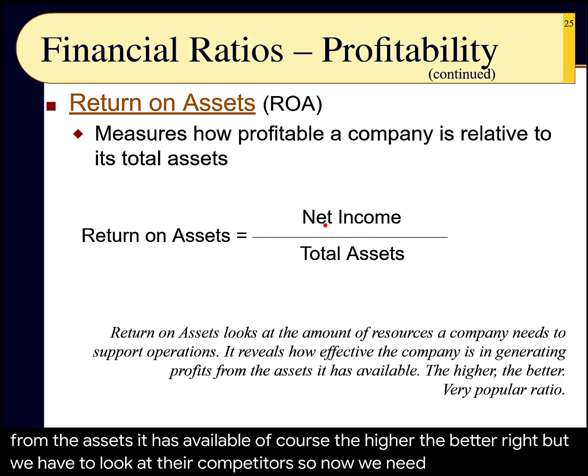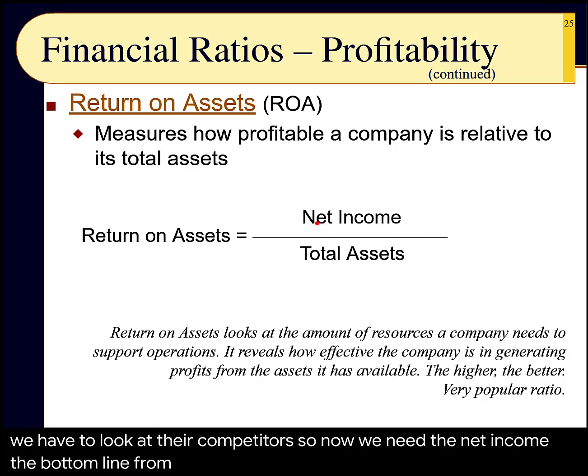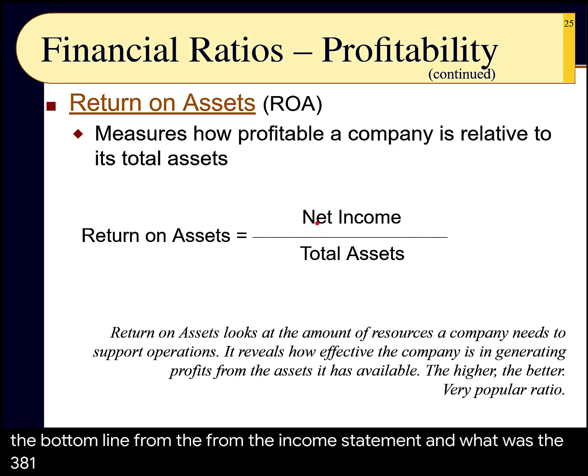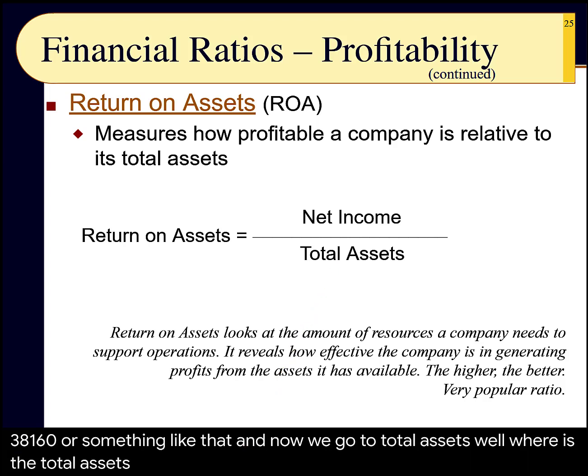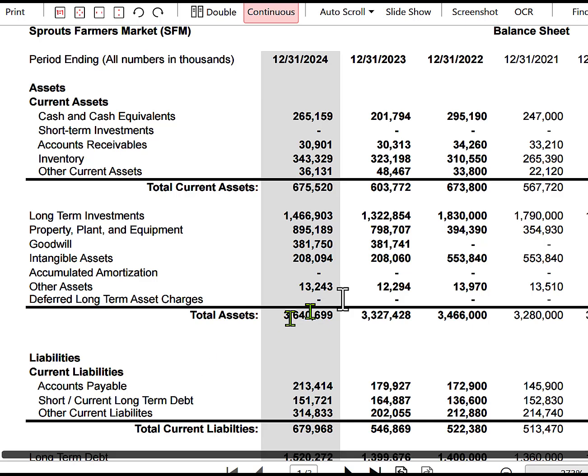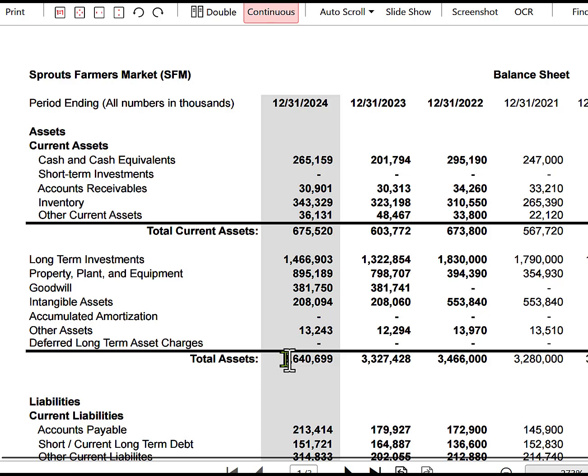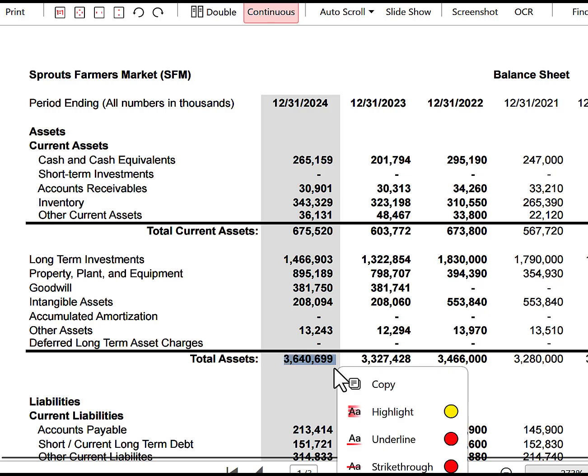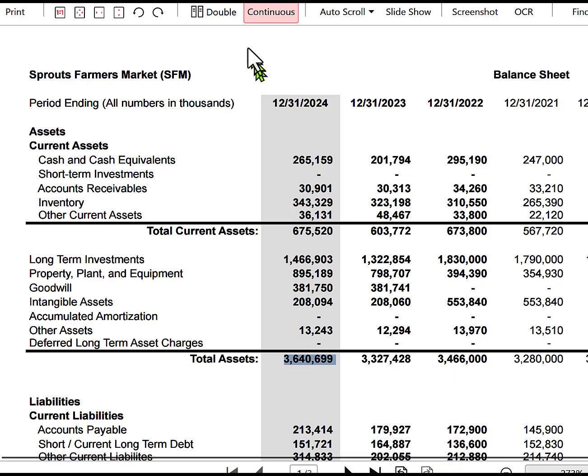So now we need the net income, the bottom line from the income statement. And what was that, 380, 160 or something like that? And now we go to total assets. Well, where's the total assets? That's on the balance sheet. So we have to run to the balance sheet and look for total assets. So here's the balance sheet. Total assets, 3.64 billion, 3,640,669. And we divide that into the net income, which we saw was 380, 160. What was that? Do you remember? I don't remember.